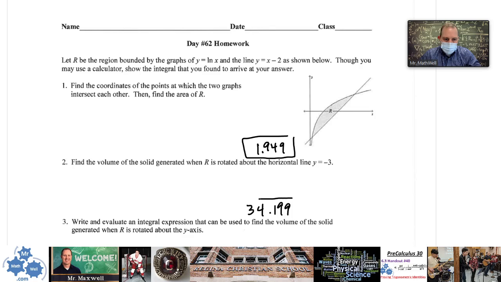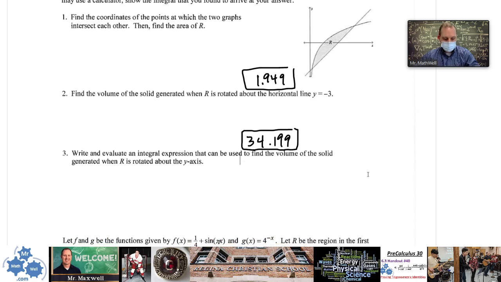All right, so the answers to these homework questions, I'll put these up here. Number 1 is 1.949 you should get for an area there. For number 2, 34.199. For number 3, your answer should be 17.099.